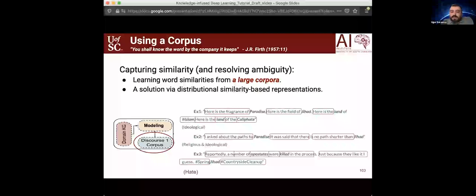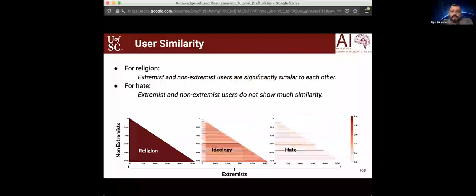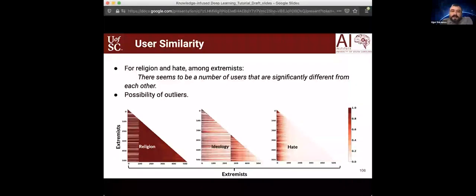On the other hand, the metrics that we use for the knowledge graph and the embedding models might be different. First of all, we are looking at user similarity. For religion and hate, the extremist and non-extremist users are significantly similar to each other for religion, which is expected. For hate, extremist and non-extremist users do not show much similarity. On the other hand, for religion and hate among extremists, we find some number of users that are significantly different from each other. So we suspect that these may be outliers.